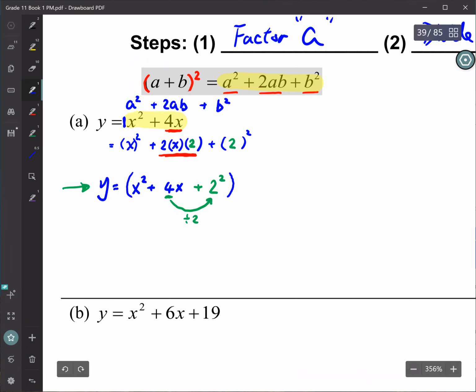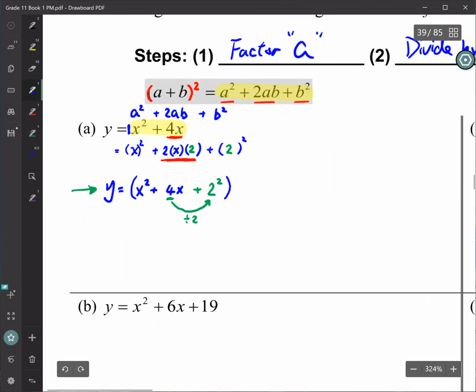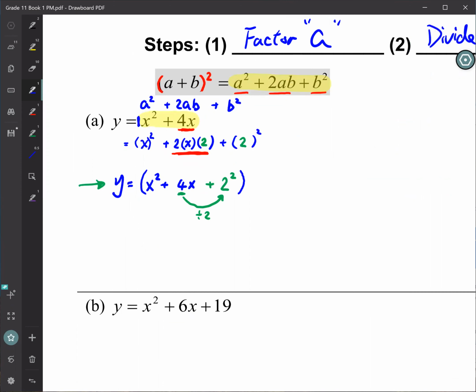Now the next thing is to balance. Remember step 3 is called balance. Balance means to cancel out what you added in. You added an extra 2 squared, so you need to subtract the 2 squared. So that's called a balance. So you can write it down.